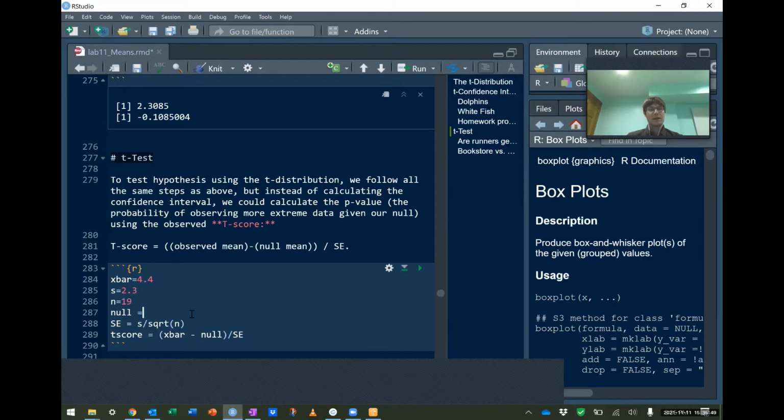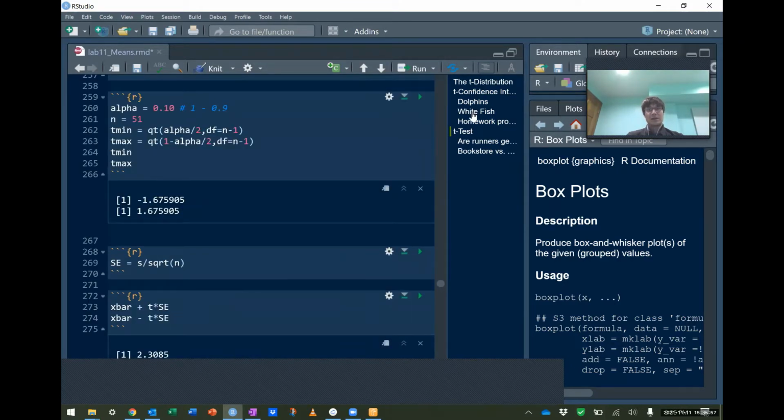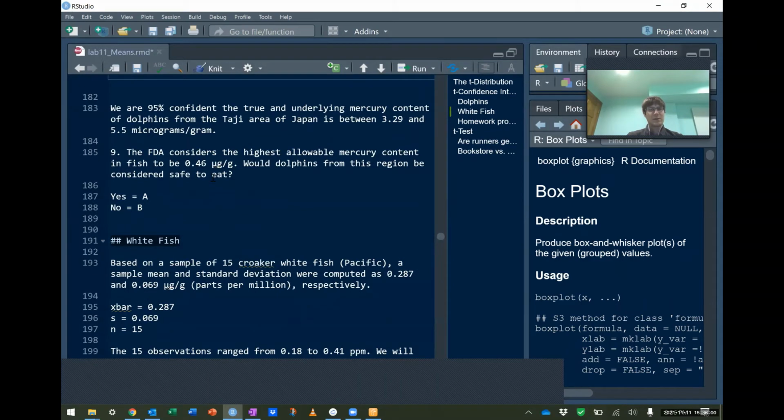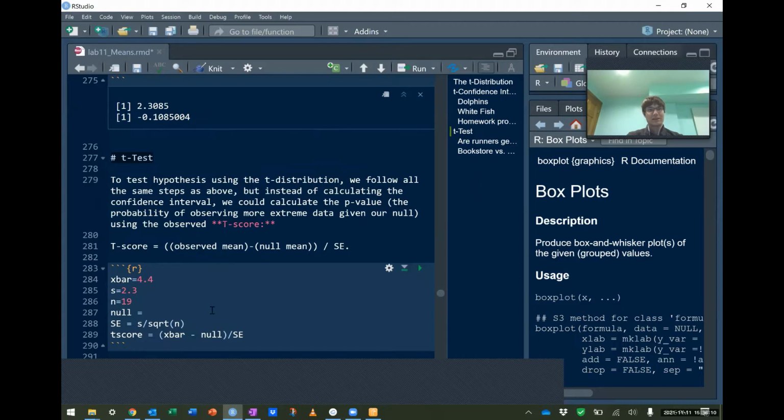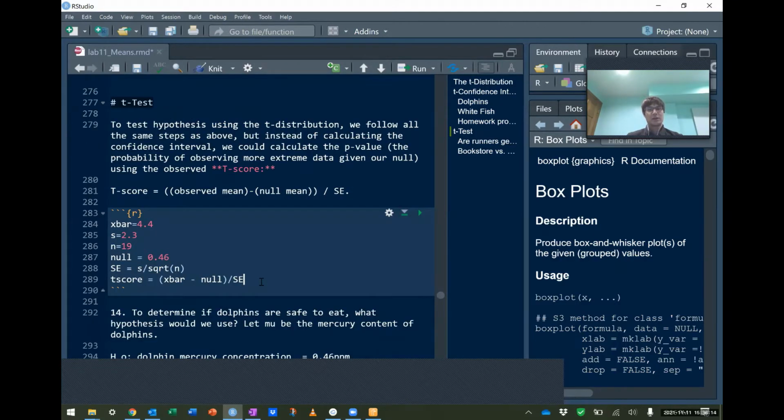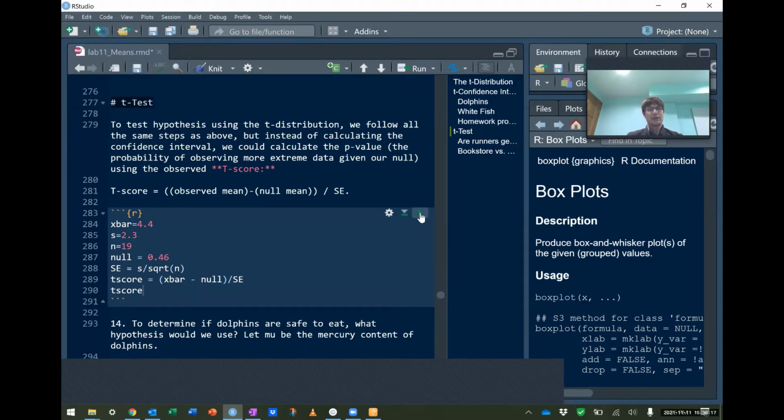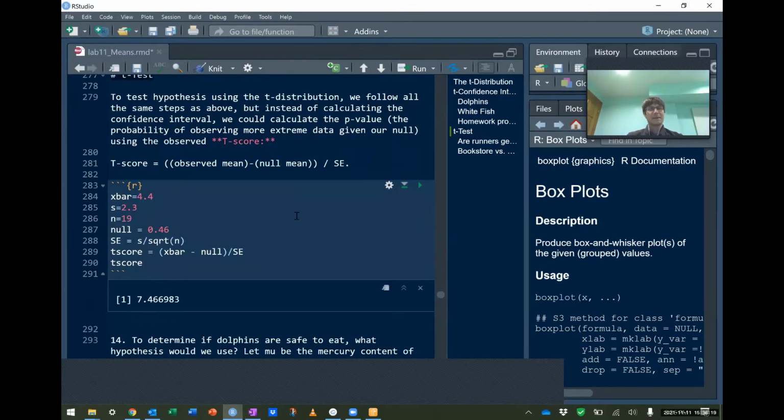And the null mean is what you expect or what you want to compare against. So remember how in this example, the end of the dolphins example, we said, is it safe to eat? Does it satisfy being less than 0.46? We're going to use that as our null value. Anything we're comparing against, that's the null. Okay, so that's how we get the t-score. You can check that.